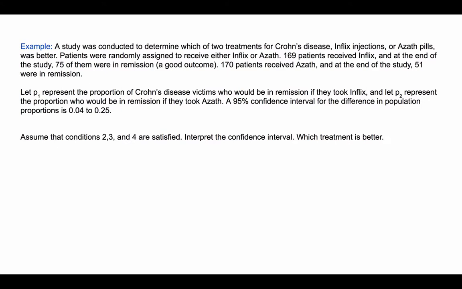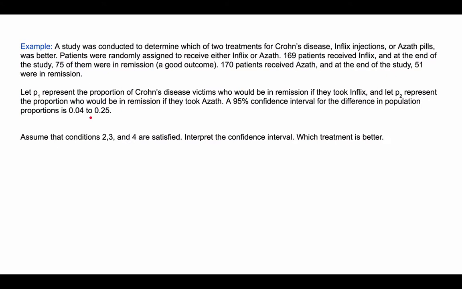Let P1 represent the proportion of Crohn's disease victims who would be in remission if they took Inflix, and let P2 represent the proportion who would be in remission if they took Azath. A 95% confidence interval for the difference in population proportions is 0.04 to 0.25. Now, assume conditions 1, 2, 3, and 4 are satisfied, interpret the confidence interval, and decide which treatment is better. Here's the thing. We're given the confidence interval for this problem, and we're asked to interpret it.